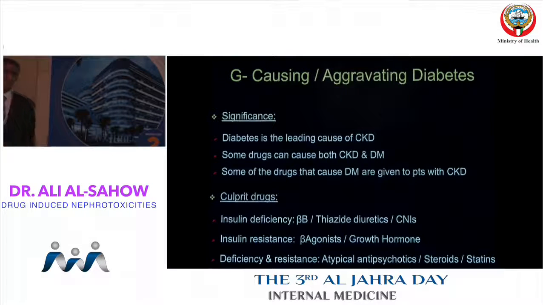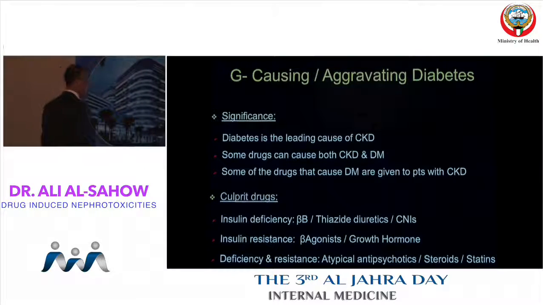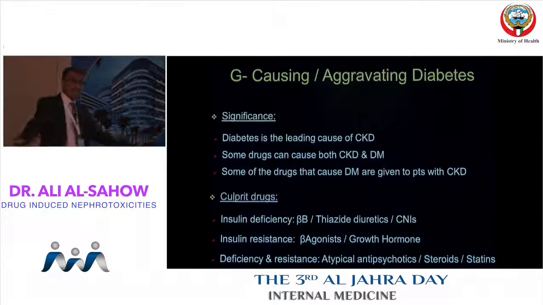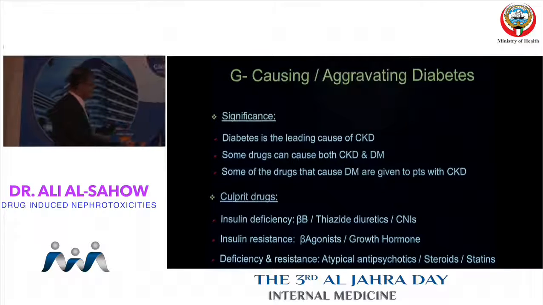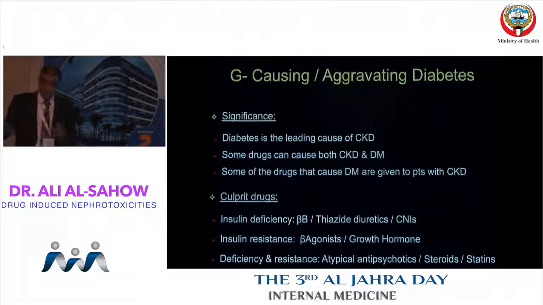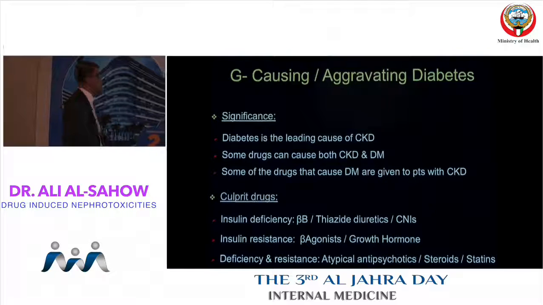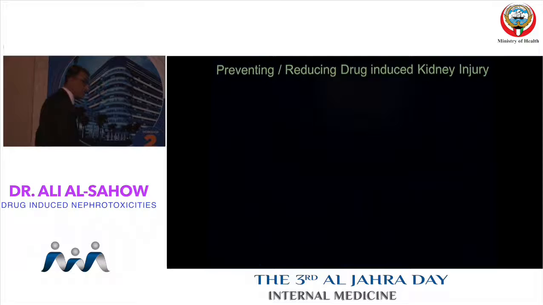And diabetes, why am I concerned with diabetes? Well, diabetes is the leading cause of CKD. So there are drugs that can cause both CKD and diabetes, like calcineurin inhibitors, and drugs that cause diabetes are given to patients with CKD. So we are treating one disease while in fact causing another disease, like diabetes, which is worse. And these drugs can cause insulin deficiency, like calcineurin inhibitors, insulin resistance, like growth hormone, or both, like the atypical antipsychotics and steroids. So what do we do?